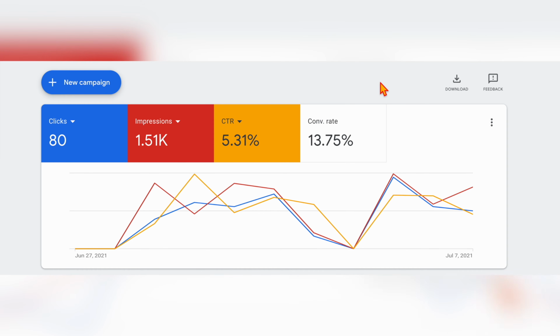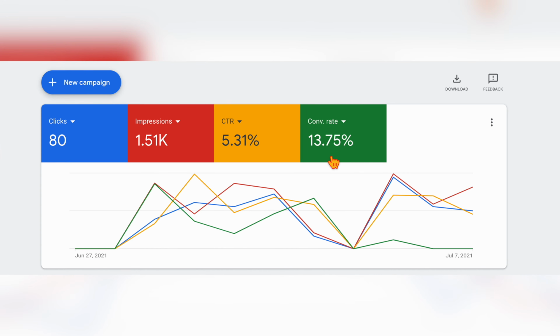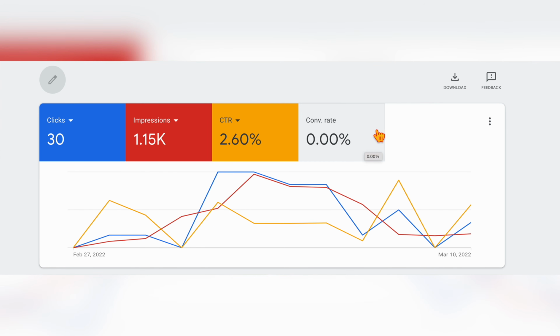And then the second metric, which Google also does pay attention to, is the conversion rate. Now, the reason why this is so important is because the conversion rate sends a signal to Google that users are actually liking your ads and that after they click on your ad, they have a positive experience because they're completing an initial conversion. And you can see in the successful campaign, they had a conversion rate of over 10%, at 13.75, versus the campaign that wasn't successful, which had a conversion rate of 0%.